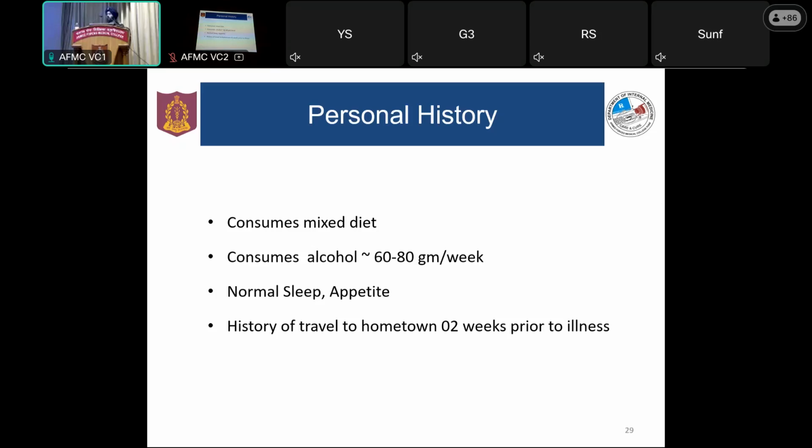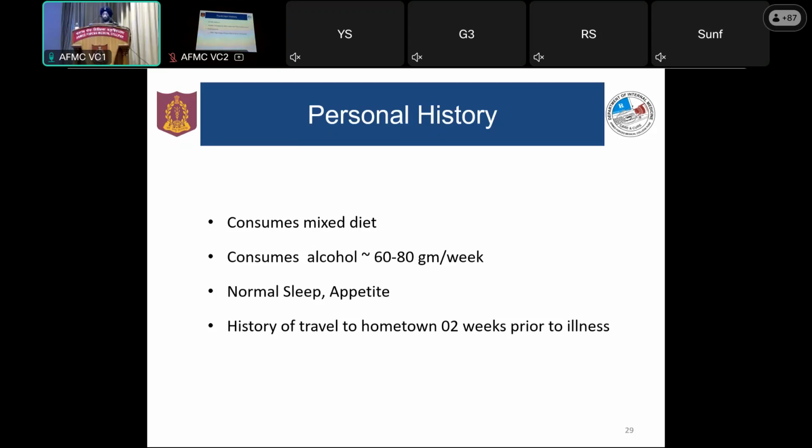Jharkhand. Is Jharkhand endemic to Lyme? Have you done some research on it? In India, Chhattisgarh and Sikkim, there were two studies done. Okay, so there have been some reports about Lyme from the northeast and the northern portions of India. Not so common. There's a report from Kerala also. So it's rare, but we cannot completely negate it. Okay, so there's been a trip to his hometown 2 weeks prior to this.